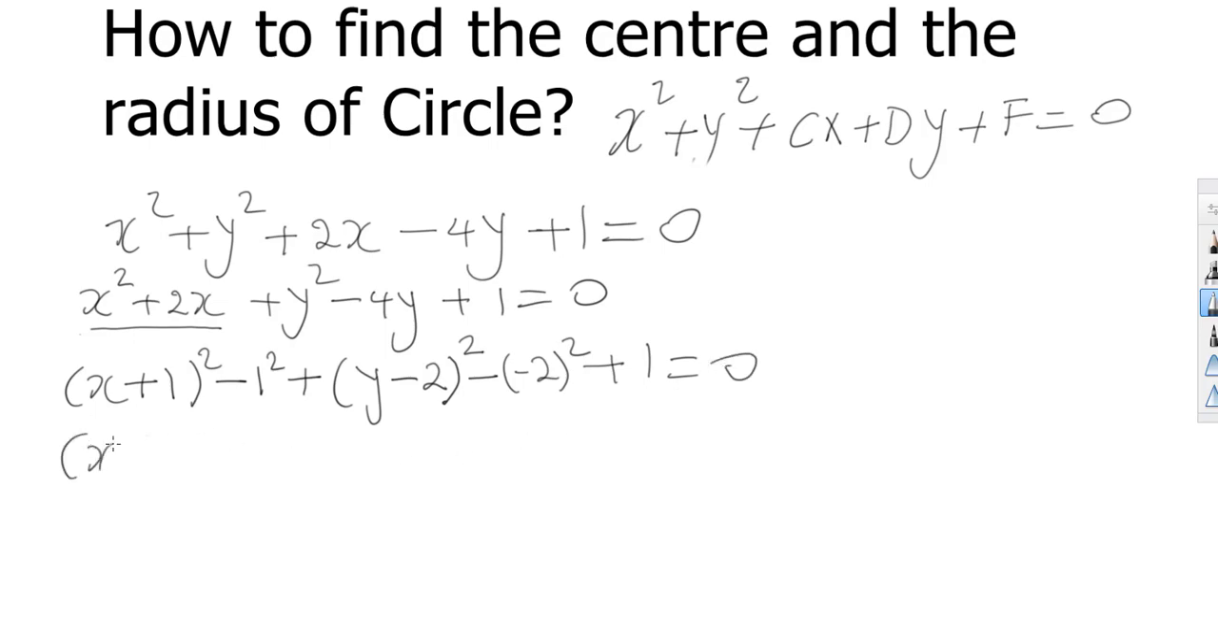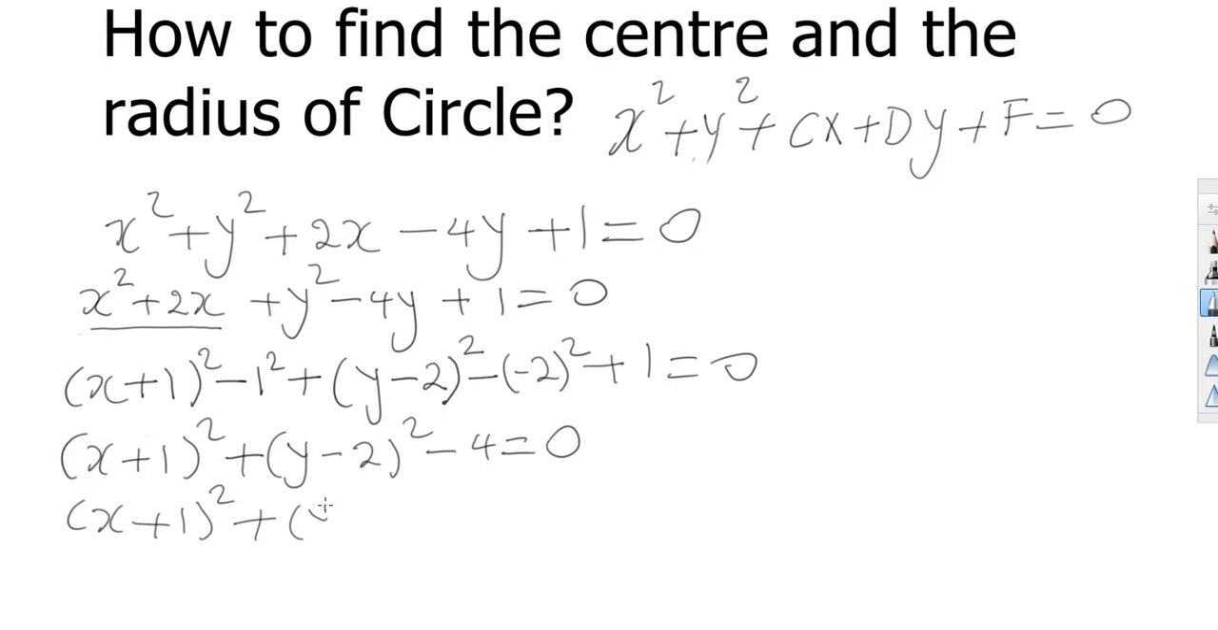So we find that we have x plus 1 all squared plus y minus 2 all squared. Minus 1 plus 1 is gone, and then here we'll have minus 4 equal to 0. Then we have x plus 1 all squared, y minus 2, and then we transpose, here will be 4. Therefore, we know this form. Okay, this is the form. We arrange it in the form of a circle formula with r squared.